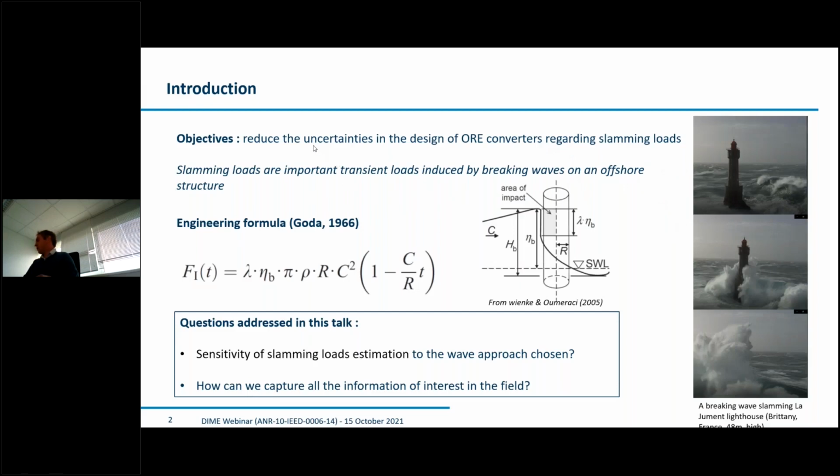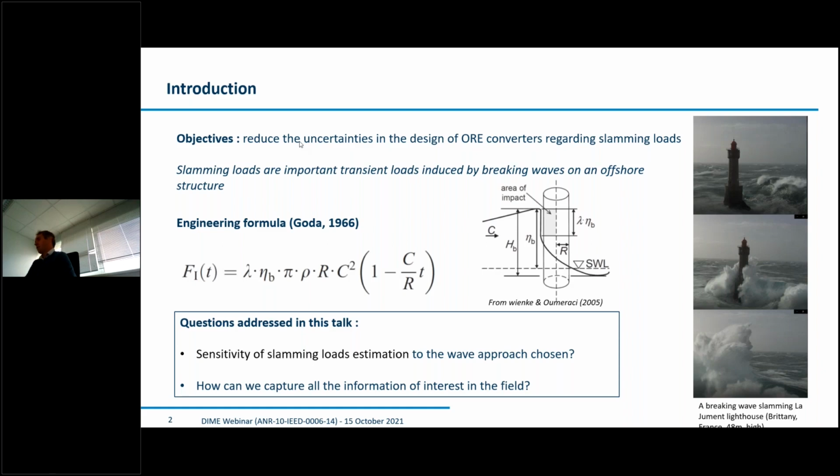So I will repeat what I said as an introduction. The main objective of the project is to reduce the uncertainties in the design of offshore renewable energy converters regarding slamming loads. As you could see just before, we are working not only on the slamming loads themselves, but also on the steps that are required to estimate them, meaning defining the proper extreme state climatology, and defining where you should put, for instance, your offshore wind turbine to avoid areas of high waves, as demonstrated by Matthias. And again, I would like to stress that slamming loads are very specific loads that can be the design load, especially for offshore wind turbines.